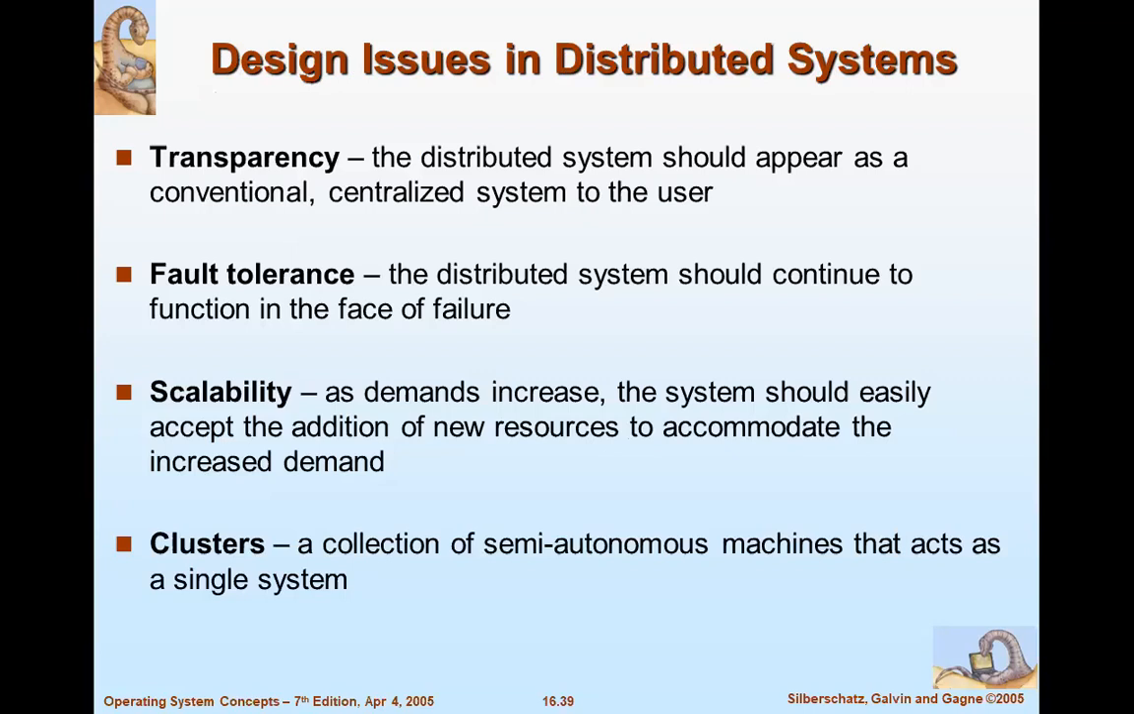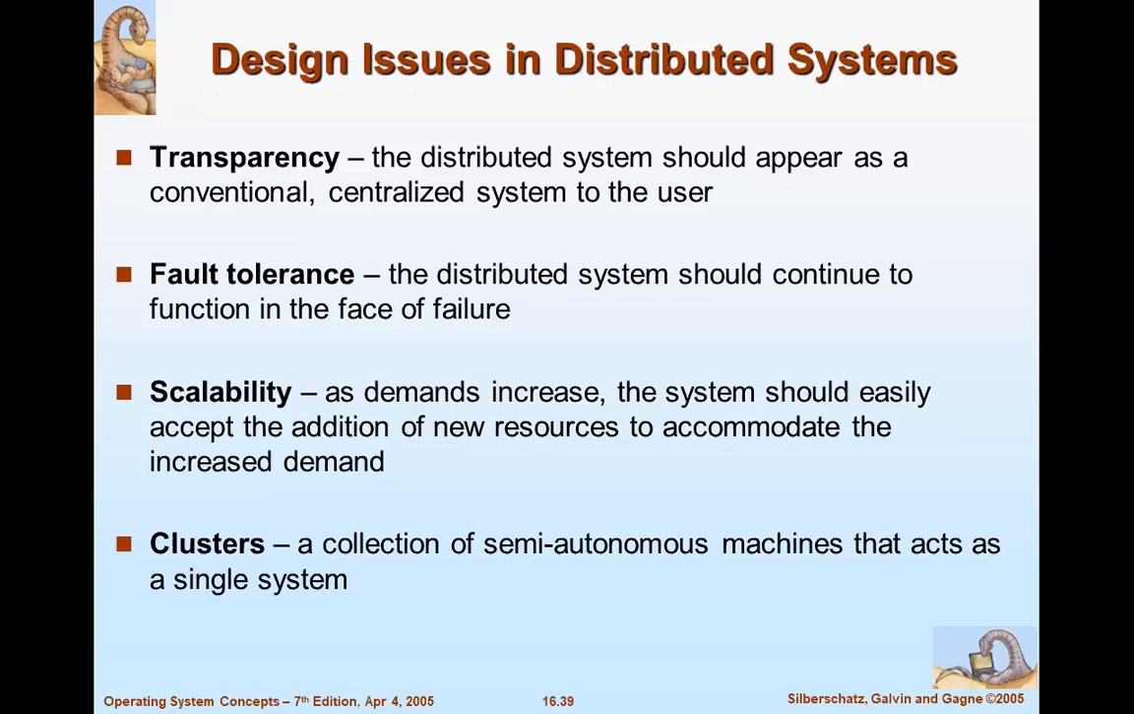Similarly, you are now connected with the UMKC server while taking this lecture, but you don't know that there may be multiple servers at UMKC and you exactly don't know with which server you are connected. So this is a transparent approach, that you are receiving services, but you don't know with which server you are connected. Similarly, fault tolerance: the distributed system should continue to function in the face of failure as well.